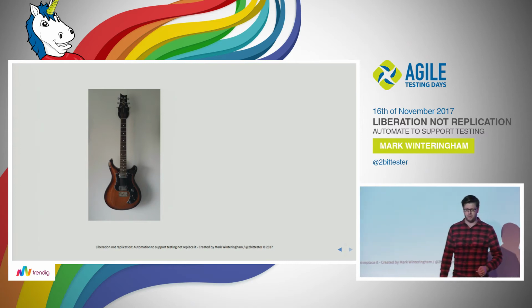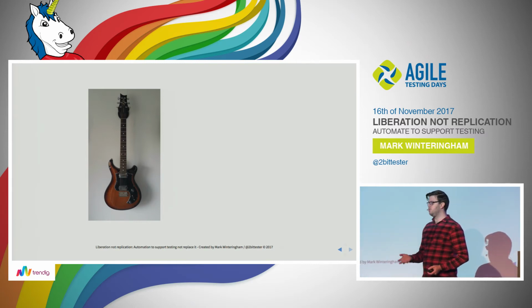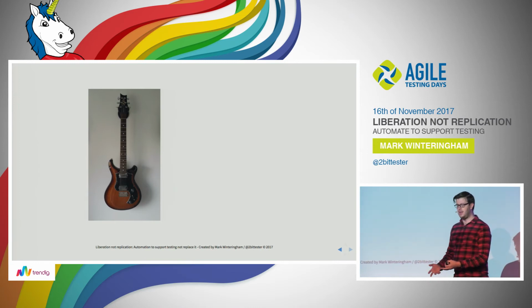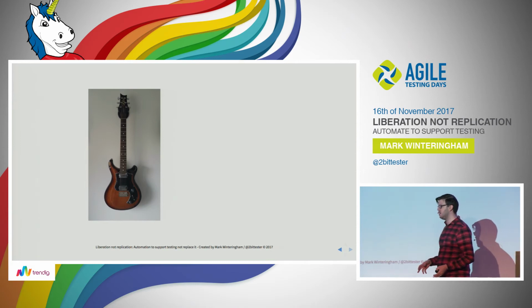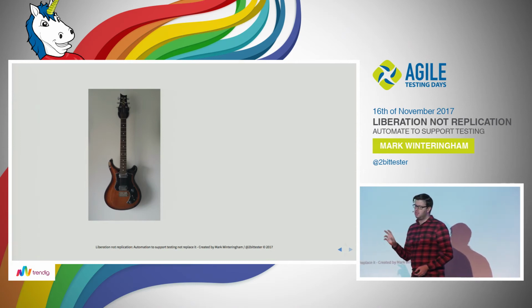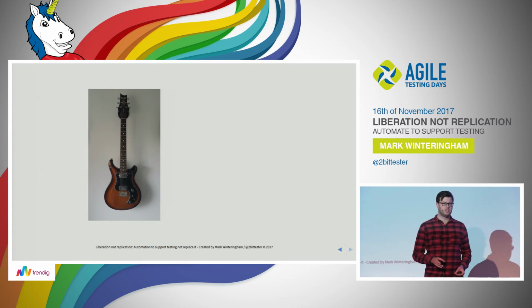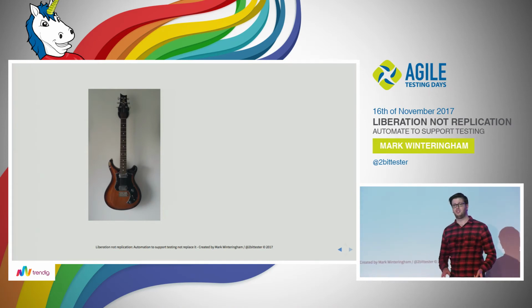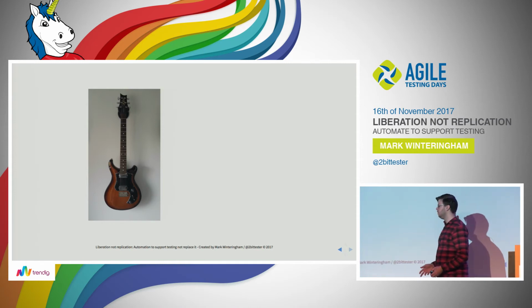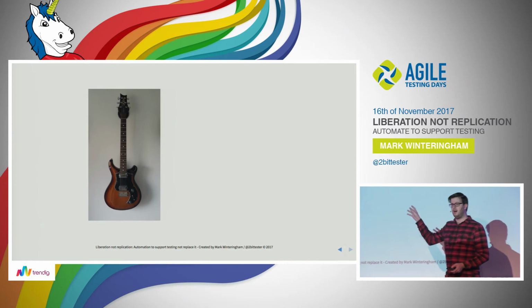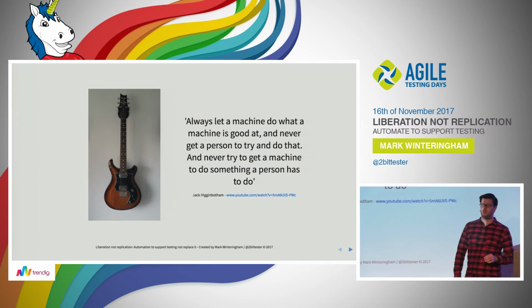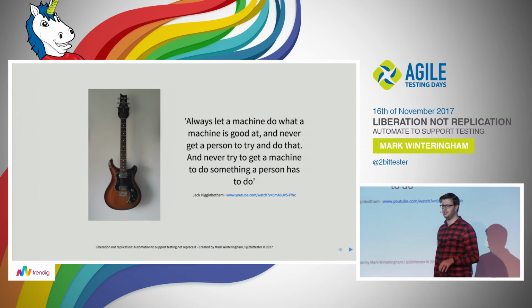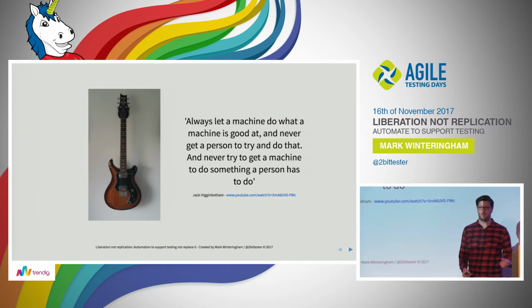But the big thing about this guitar, why I think it's interesting in the context of this talk, is that I was doing some market research, just finding out about different types of guitars that I was interested in buying. And for this one, I came across a video in which they were going through the manufacturing process, how it was being built. And the CEO was talking specifically about when they were building the guitar necks. He said, always let a machine do what a machine is good at, and never get a person to try and do that, and never try to get a machine to do something a person has to do.